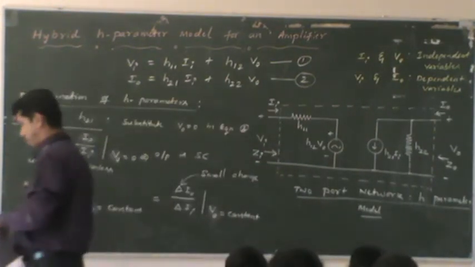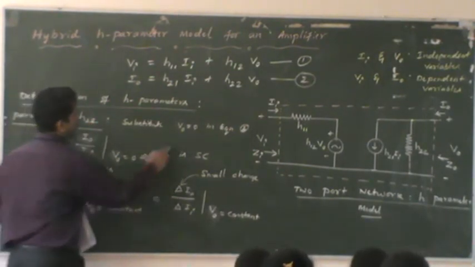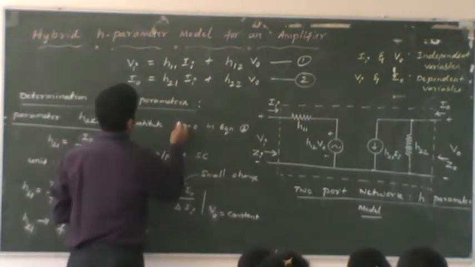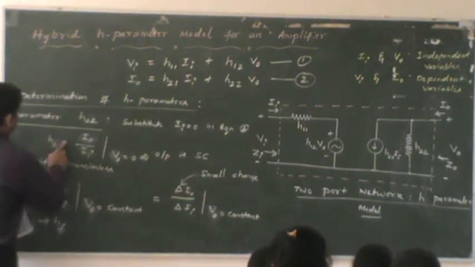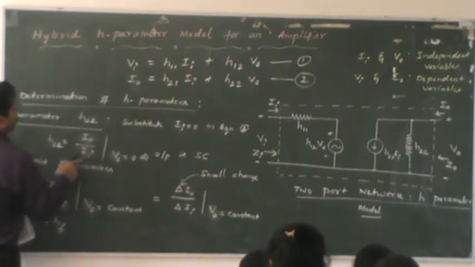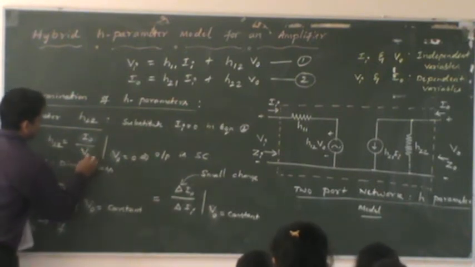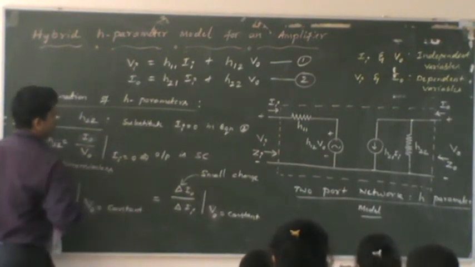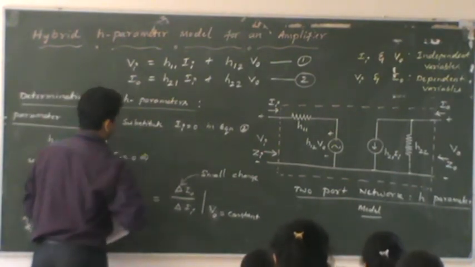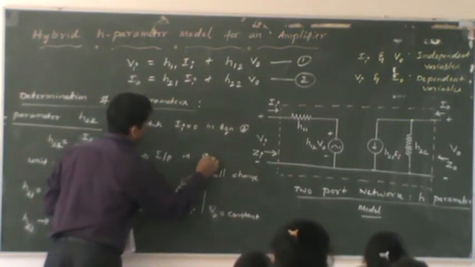That's about H21. Lastly, we have the H22 parameter. You obtain this parameter by substituting IA as 0 in equation number 2. It gives me H22. Substitute IA as 0, you will get it as I naught by V naught. IA equal to 0 implies that the input is open circuited.